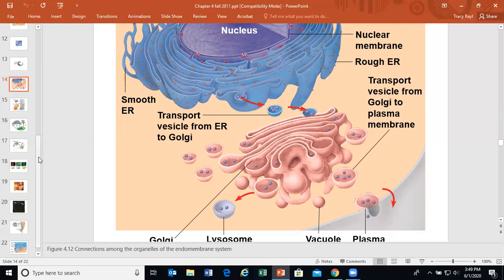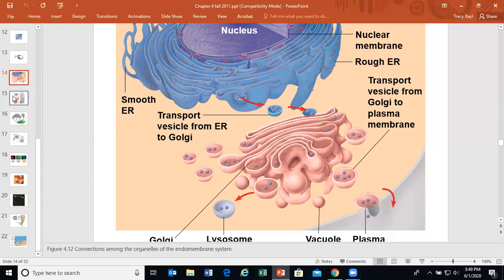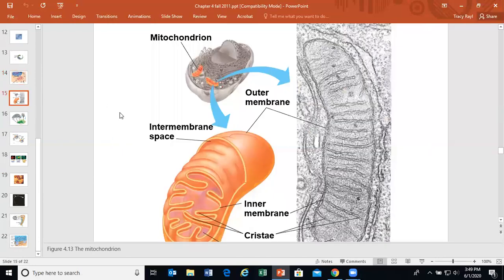And then energy-related organelles. Here we're looking at really two in your outline under this category. So I've got the mitochondria on one page and then the chloroplast on another page in your outline. So let's talk about the mitochondria first.